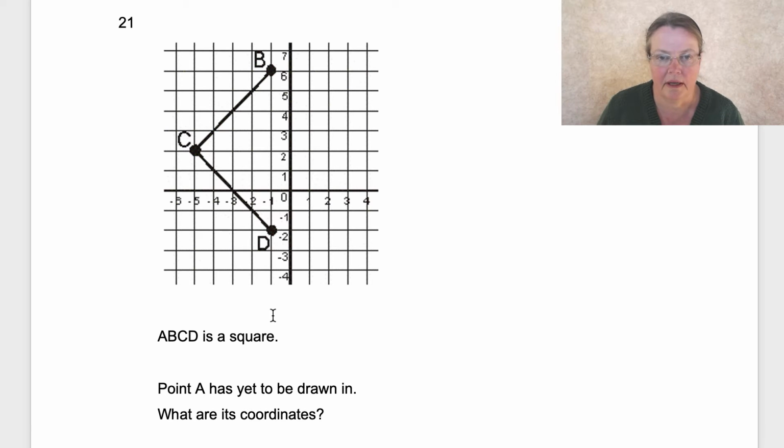BCD is a square. Let's have a look. BCD. There's no A. Point A has yet to be drawn. That's why there's no A. What are its coordinates? Righty-ho.